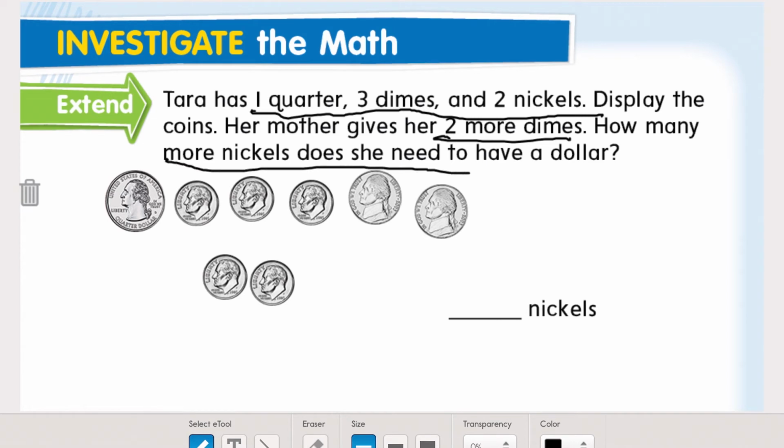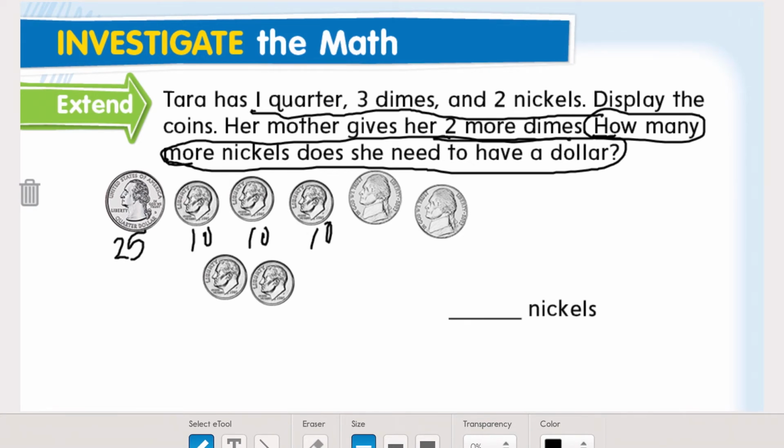What we need to know is not the total here, like most of our questions, but how many more nickels she would need to have $1. So we need to know how much she has to start with, and then we'll count on by 5s to find out how much more we need to get to $1. So we've got 25, 10, 10, 10, 10, 10, 5, 5. So 25, 35, 45, 55, 65, 75.